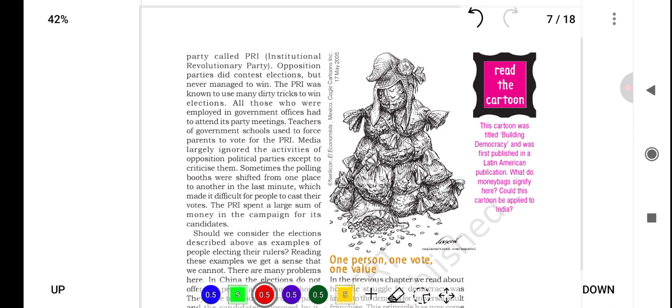Here another cartoon has been given. If you want, you can pause the video and have a look at this. So the text discusses the challenges faced in democratic elections, such as the PRI party in China and Mexico, which lack serious choice and potential for removing rulers.